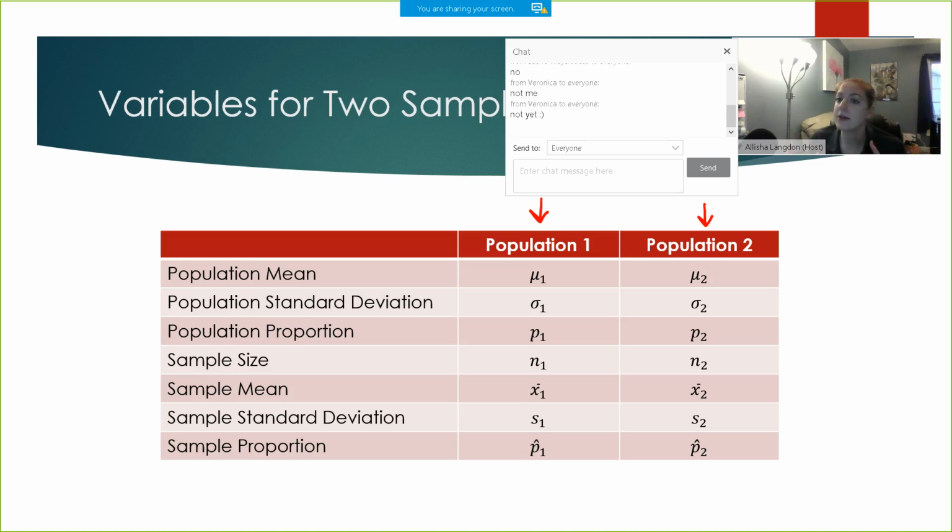So don't get hung up on those numbers. They just tell you what group they're coming from. That's all they're saying there. Okay? And literally you just read them like mu2, sigma 2, p2, n2. Just read it straight like you would, even though they're a little smaller and off to the right. Okay. So hopefully those look really familiar to you. Just the numbers are new there.